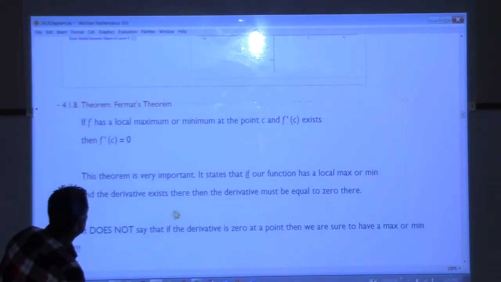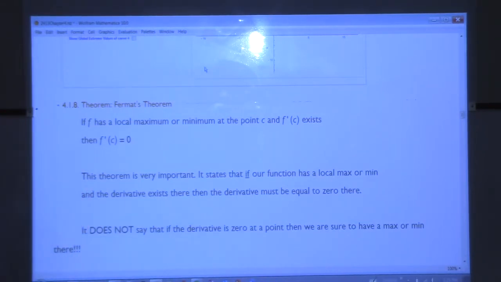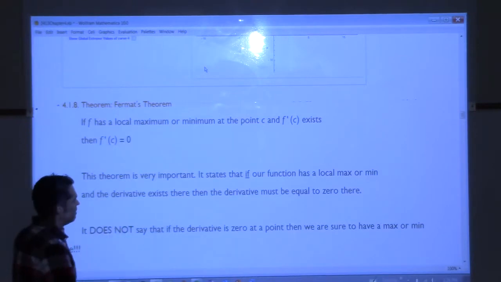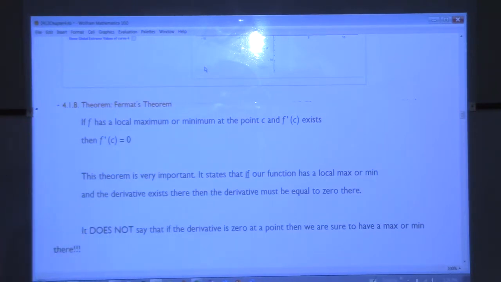So we have a theorem that's going to lead us to that. This is the beginning of it, all right? We have to be real careful with this theorem. This is called Fermat's theorem. And some of you, I'm sure, have heard of Fermat's last theorem. No, maybe not, but this is not Fermat's last theorem. This is another theorem that Fermat had, all right?